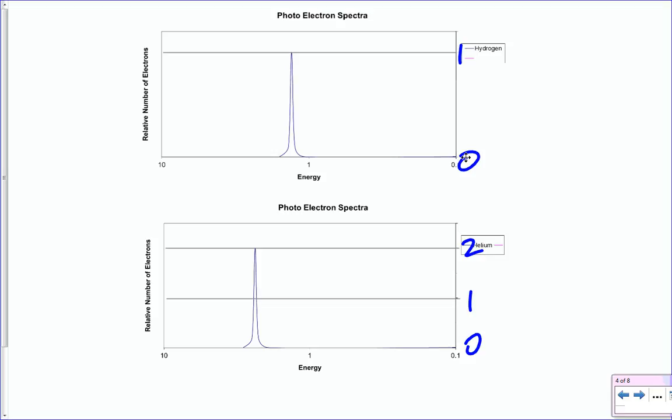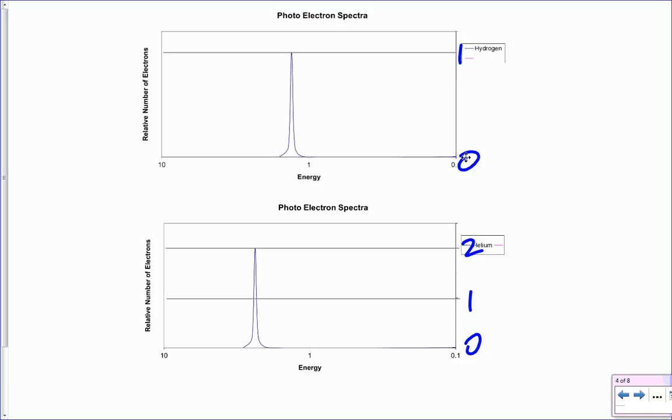Now, another thing to notice here, and this is something you should be able to understand, is in this particular diagram, how come the binding energy of helium is larger? Notice it's farther to the left of the 1. That means it's a higher binding energy than the electron in the 1s orbital of hydrogen.